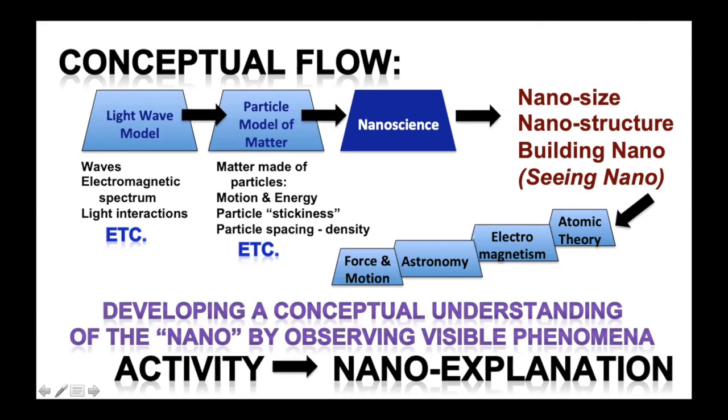In that unit, I broke it down into similar topics as Angela, except my order was different. It made more sense to me to switch the order around for my own storyline. So: nano size, nanostructure, building nano, and I didn't quite get to seeing nano. And then of course the school shut down, so we didn't get a chance to go to Stanford. After that I went into atomic theory, electromagnetism, astronomy, and force and motion, as an 8th grade integrated crazy world kind of sequence of content.